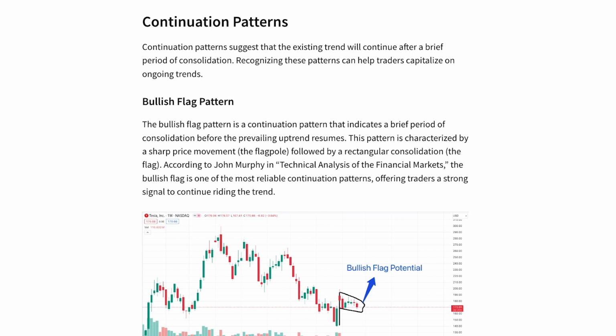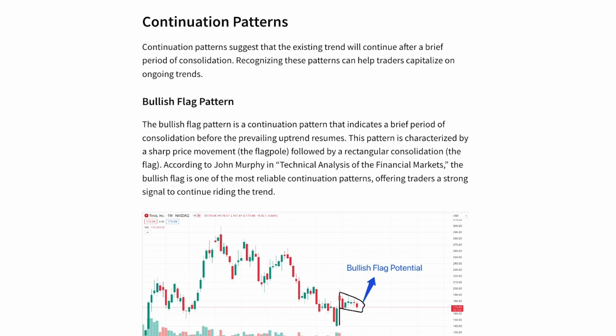Now, the other type of patterns are what are called continuation patterns. With a reversal pattern, obviously we have a trend that is going to reverse. Well, continuation patterns suggest that the existing trend will continue after a brief period of consolidation. Recognizing these patterns can help traders capitalize on an ongoing trend. A trend is moving, say, up and to the right, and then it takes a little bit of a breather, may move sideways for a bit, and then continues on.